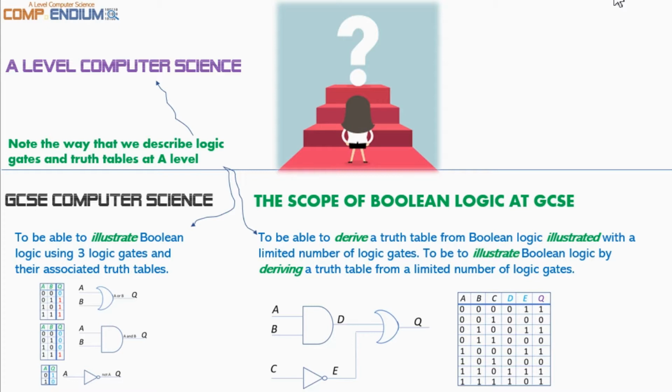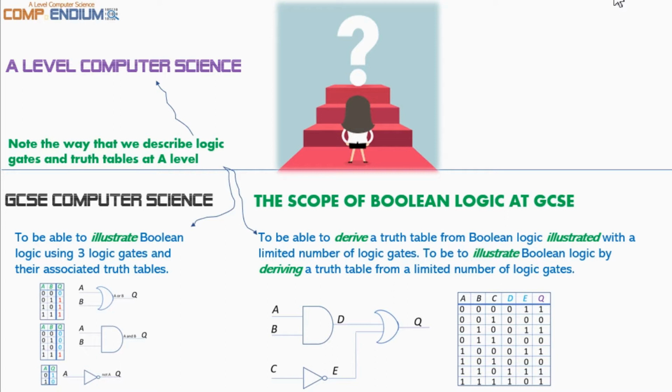You were also expected to be able to derive a truth table from Boolean logic illustrated with a limited number of logic gates, and to be able to illustrate Boolean logic by deriving a truth table from a limited number of logic gates. And you can see below a typical GCSE style example where 3 logic gates have been included in a circuit, and you're asked to complete the truth table that describes that circuit.